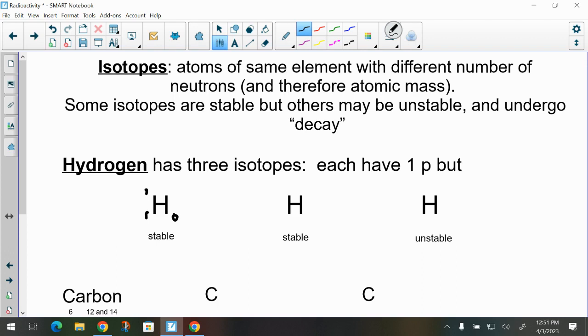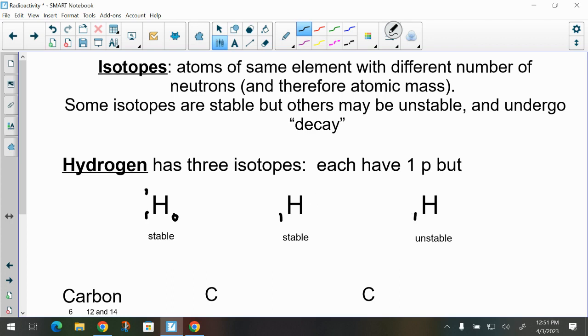That makes up about 97% of all hydrogen atoms. So if you go in the ocean and take out 50 billion hydrogen atoms, a huge percentage will be regular, stable hydrogen-1. That's the isotope. All versions of hydrogen have one proton, because it has to have one proton to be hydrogen.